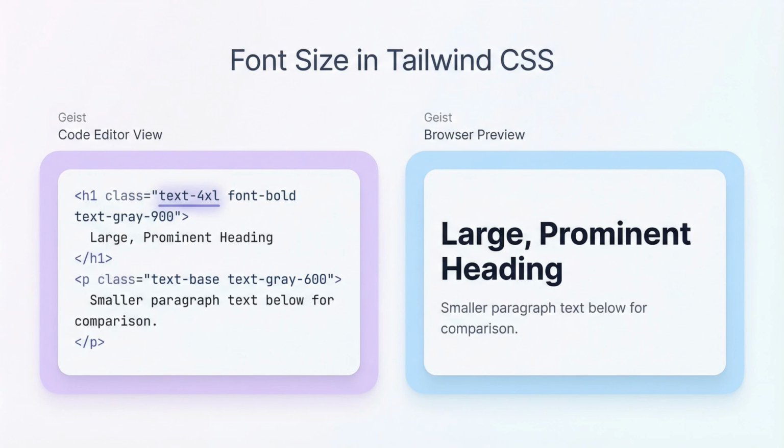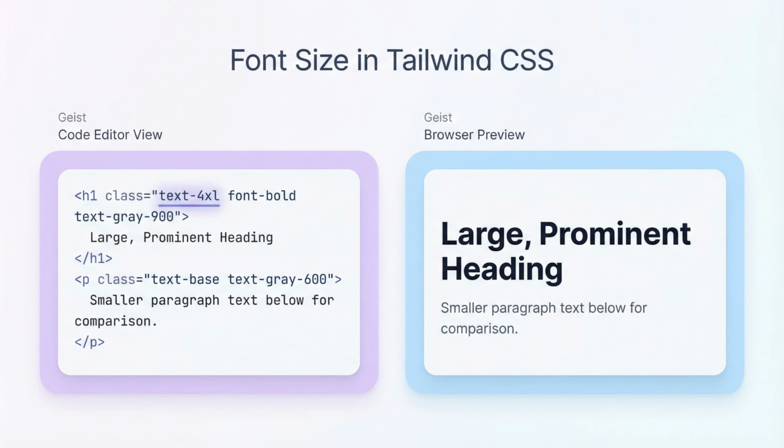Alongside line height, font size is another fundamental control for typography. In Tailwind, font sizes are set using the text prefix followed by a size keyword, like text SM for small, text XL for extra large, or text 4XL for a large heading. You can also use the bracket syntax for custom pixel values, like text 40 pixels, when you need precise control beyond the default scale.